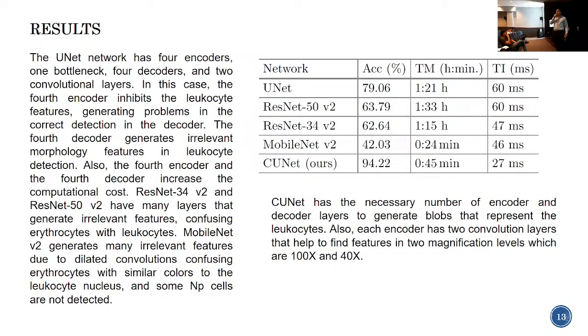Here we can see the comparison with all those models. All of them were implemented on the same computer. And here we can see that the UNet has a better accuracy performance. Maybe not the best timing for training, the second one, but considering the inference time, we have the best one compared to the other models.